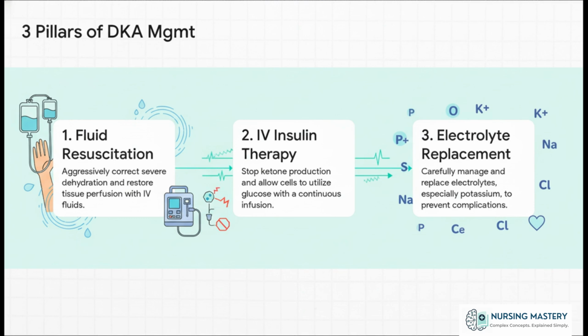This is what's going to stop the body from making more ketones and finally allow the cells to use all that sugar. And third, we have to carefully replace electrolytes. That diuresis and the insulin therapy cause huge shifts, especially with potassium. Remember, these things aren't sequential. They're all happening at once, and they're all equally important.